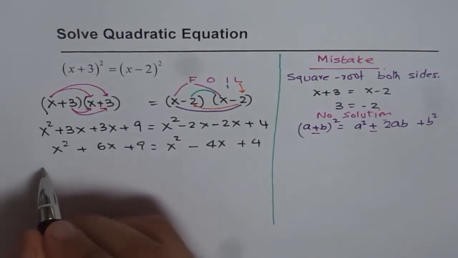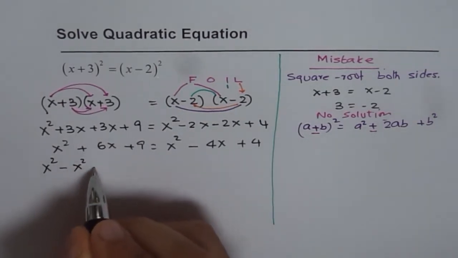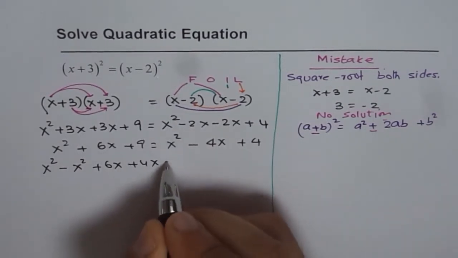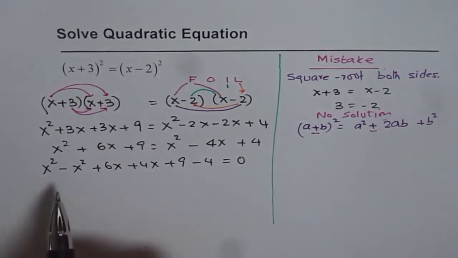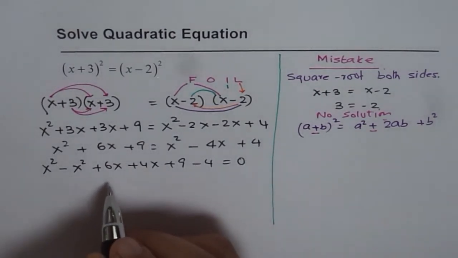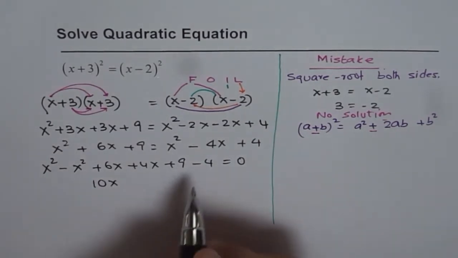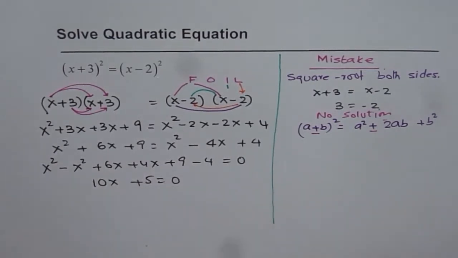So we have x squared, and bringing x minus x squared, we have 6x plus 4x plus 9 minus 4 equals 0. x squared minus x squared is 0. 6x plus 4x is 10x, and 9 minus 4 is 5. We get plus 5 equals 0.